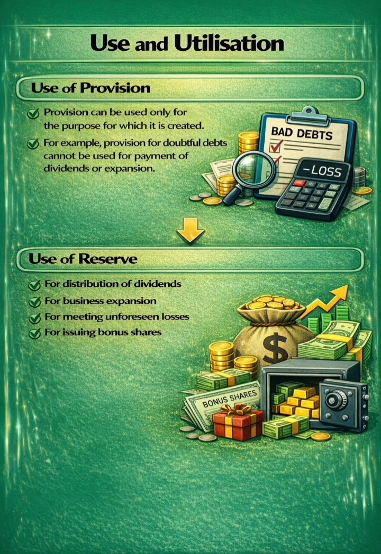Use and utilization. Use of provision. Provision can be used only for the purpose for which it is created. For example, provision for doubtful debts cannot be used for payment of dividends or expansion. Use of reserve. Reserve can be used for distribution of dividends, for business expansion, for meeting unforeseen losses, for issuing bonus shares.